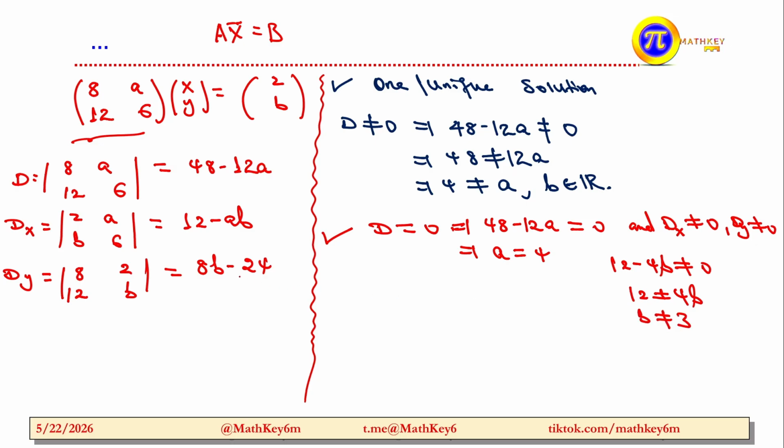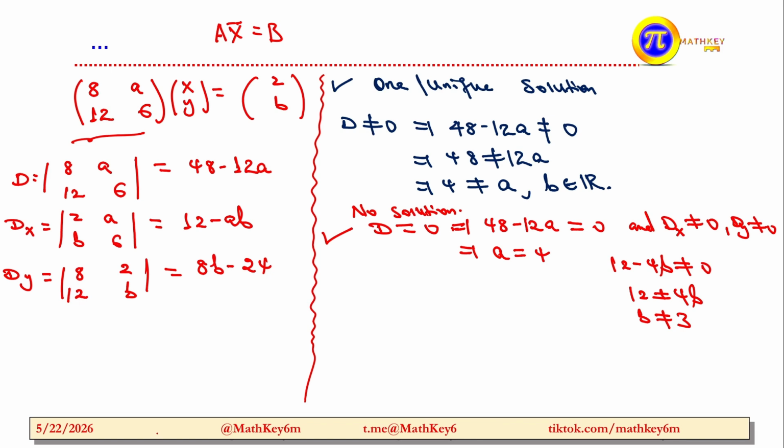It is the same for this case also. 8b minus 24 is different from 0. Again b is different from 3. So in this case, the system, what? This system has no solution.